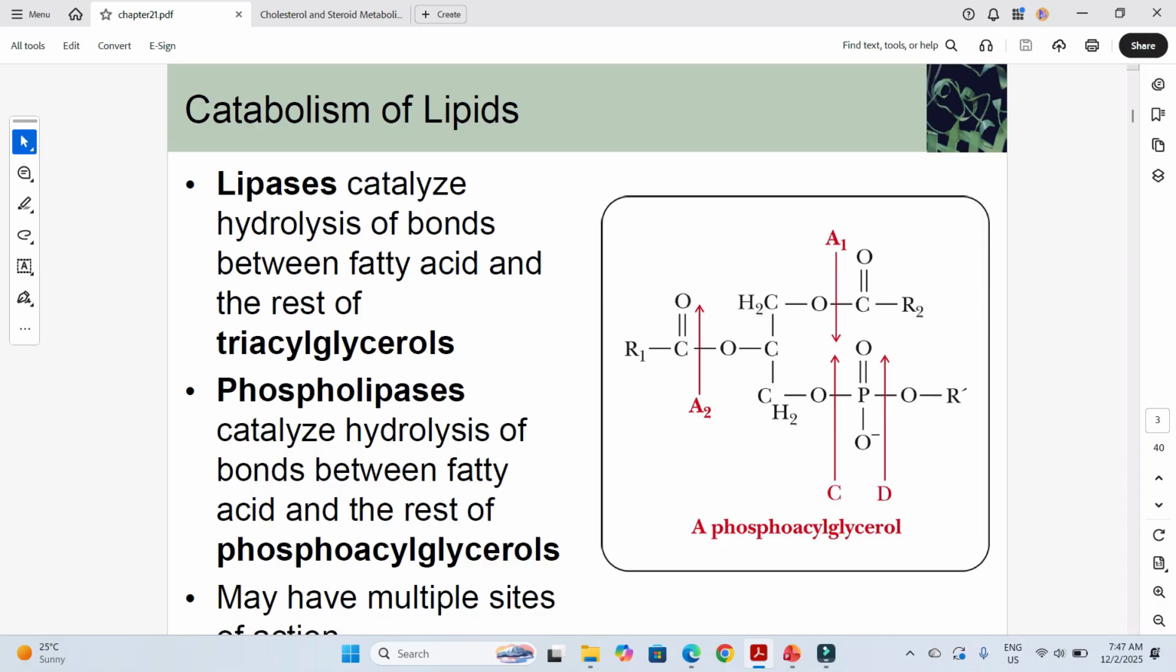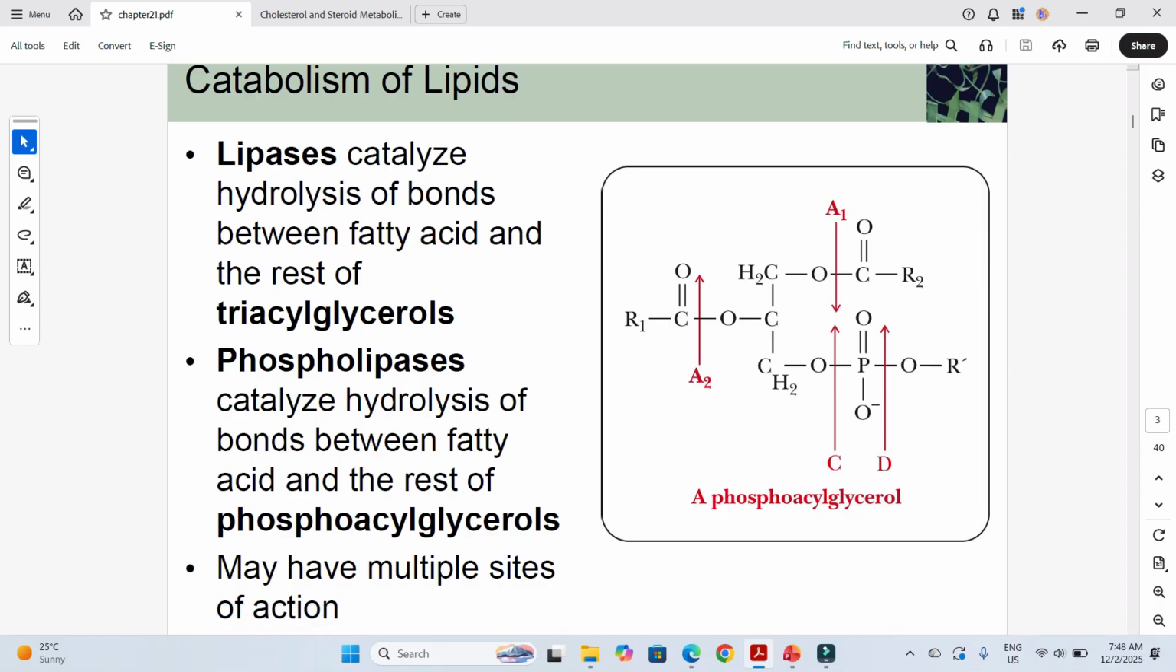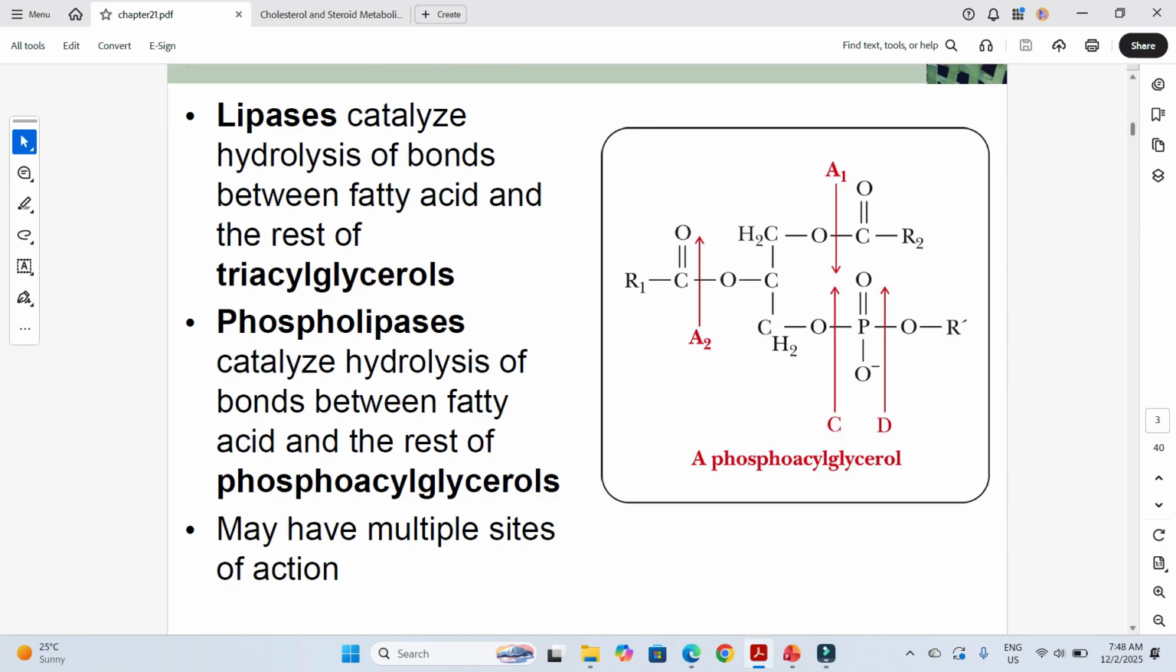Now, phospholipase C cleaves a phosphoester bond between the phosphate group and the polar group of the phospholipids. Okay, so whereas the lipases just cleave ester bonds, the phospholipases cleave ester and phosphoester bonds. Okay. Now, in any case, what we're interested to know is the fate of the fatty acid. So let's look at that.